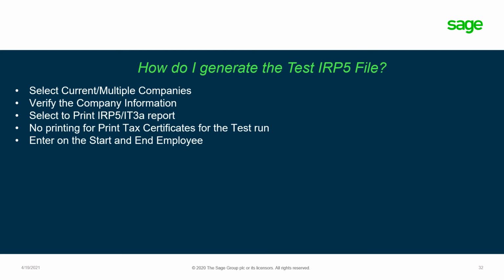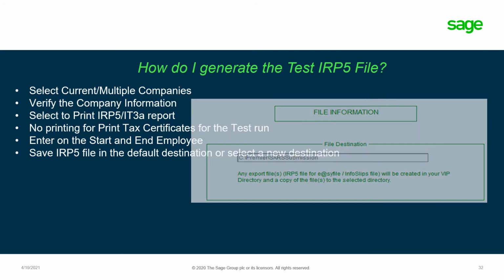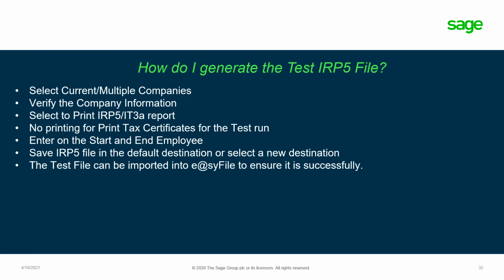No printing for tax certificates for the test run. Enter the start and end employee. Save the IRP file in the default destination or select a new destination. The test file can be imported into SBCPP to ensure it is successful.